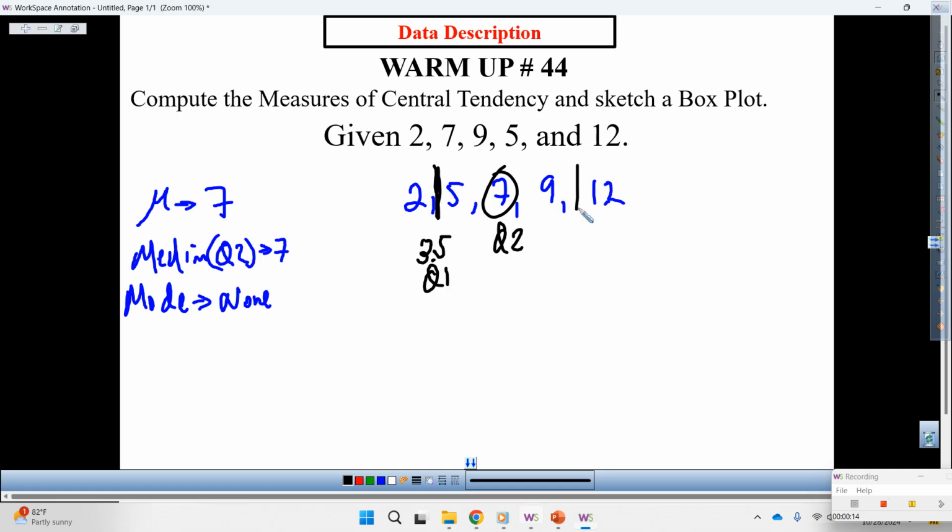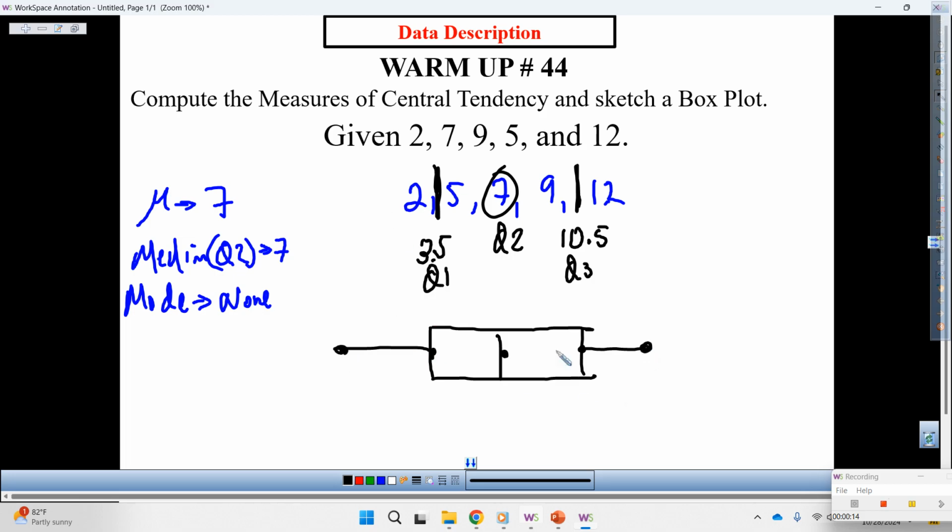And we need Q3, which is 10.5. Did you get that? All right. So we got 3.5, 7, 10.5. Max 12. Minimum 2. All right. So send that in, please.